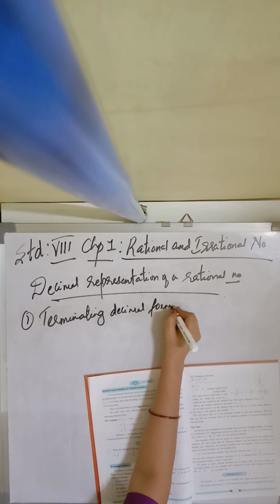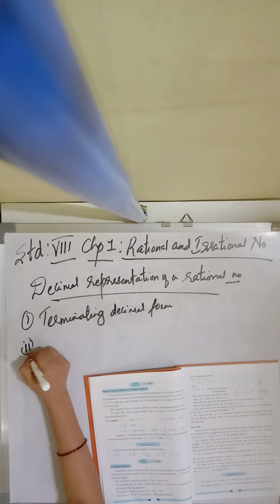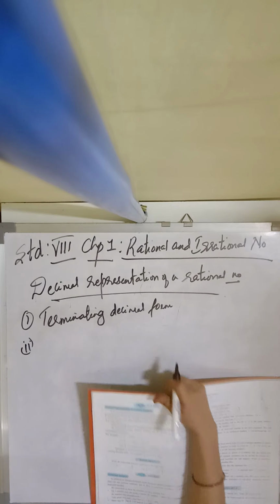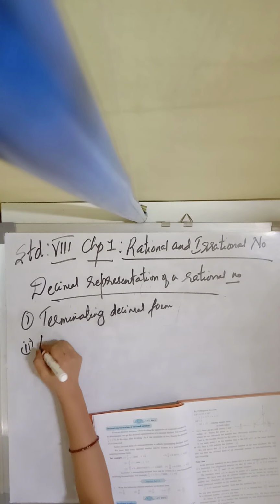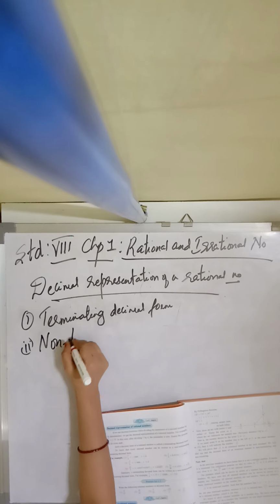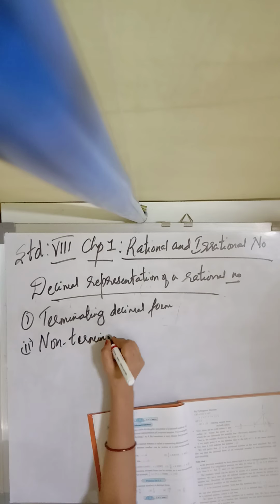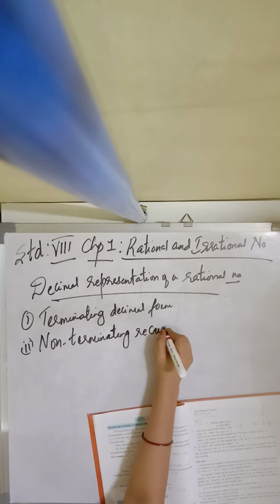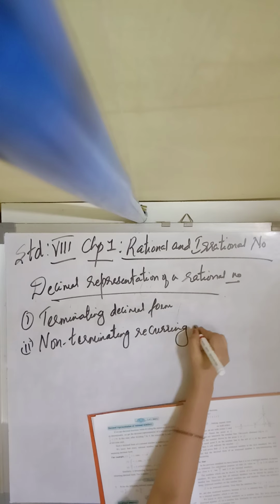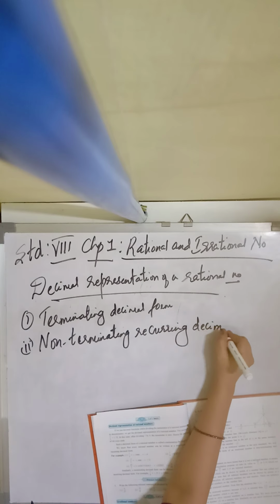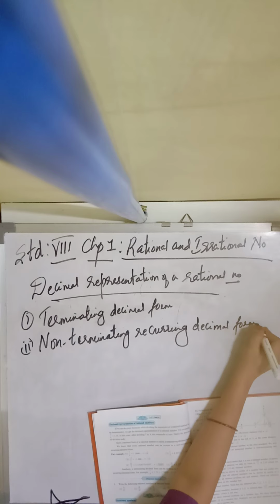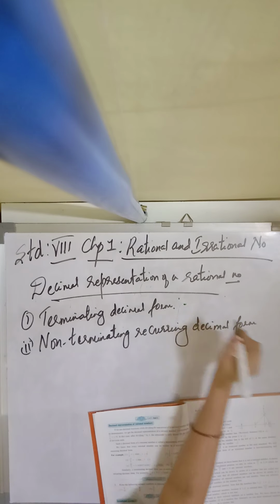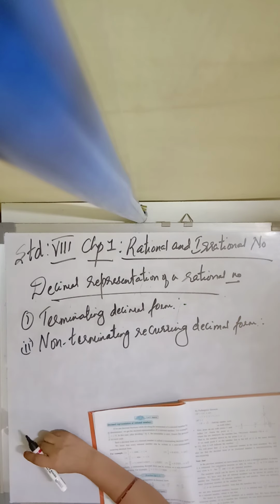And the second type was non-terminating recurring decimal form. Now we'll revise a little bit.